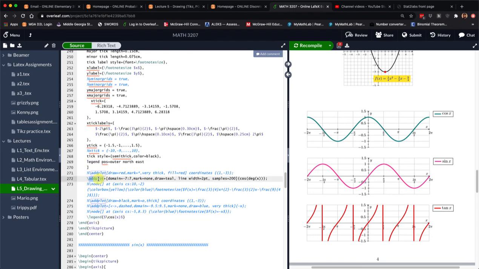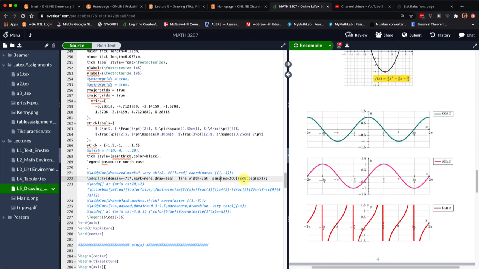The add plot function here will actually do the cosine point for point for you and graph that. So I went from -7 to 7 to go off the ends of my graph a little bit, to be a little bit larger than the negative 2 pi value. And then I drew it with a teal color. Line width equals 2 point. Again, I did samples equals 200. This time I used the function for trigonometric functions.